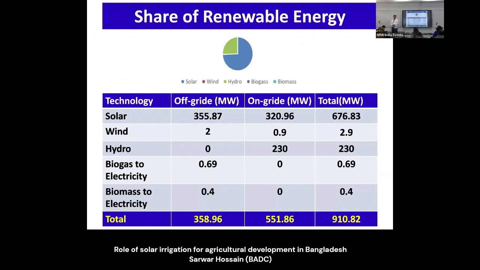There is a share of renewable energy in Bangladesh: solar is 676 megawatt, and the total is 1,910 megawatt.